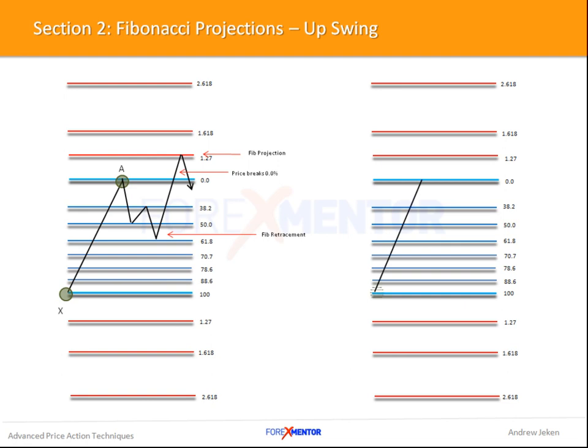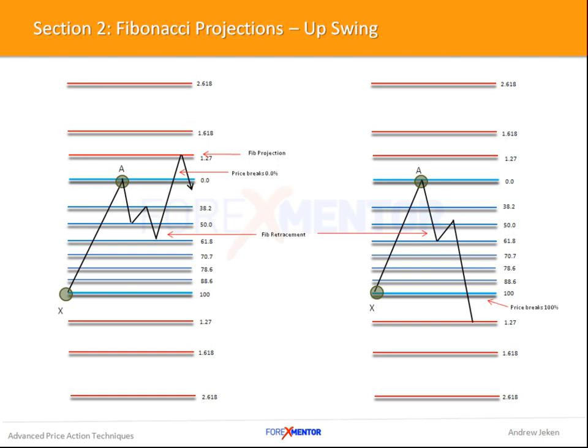In the next example, we have the same situation where we have an upswing X to A, and you can see the retracements drawn from the X to A point: 38, 50, 62, 70.7, 79, 886, 100%. Price drops. You can see this is your fib retracement, like we went through in the previous section. We get a reaction, and then price continues down.